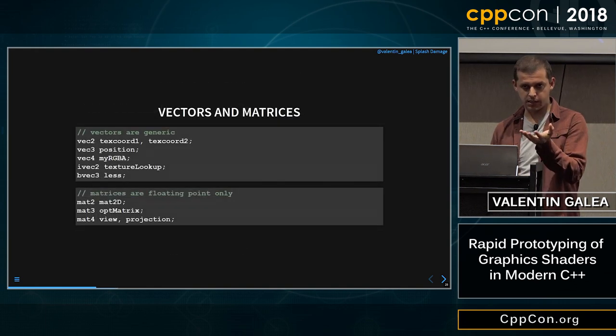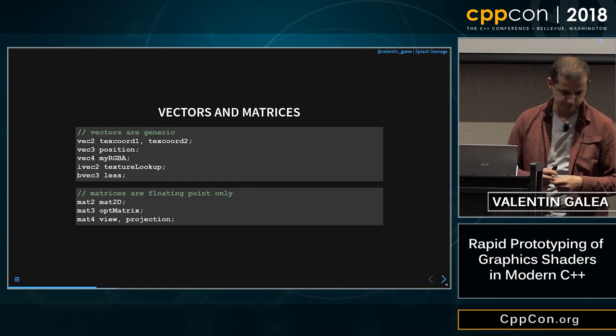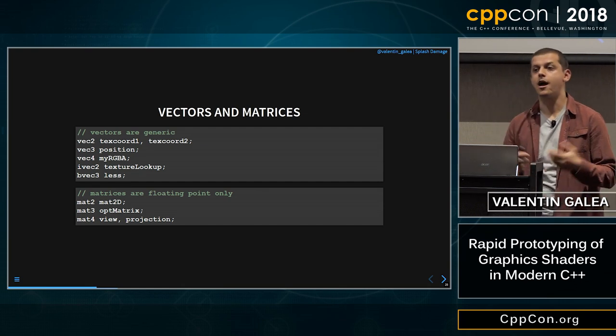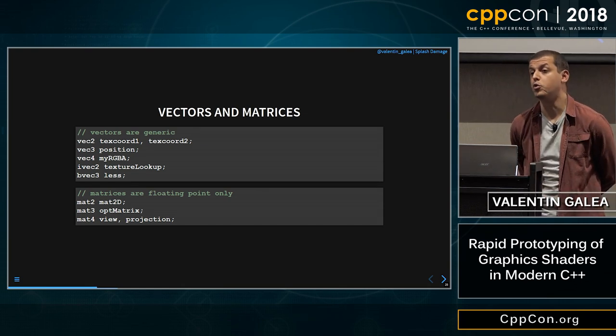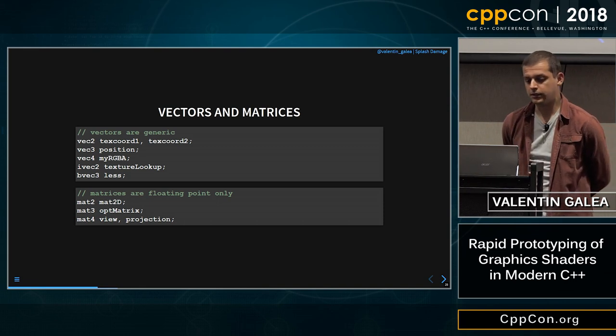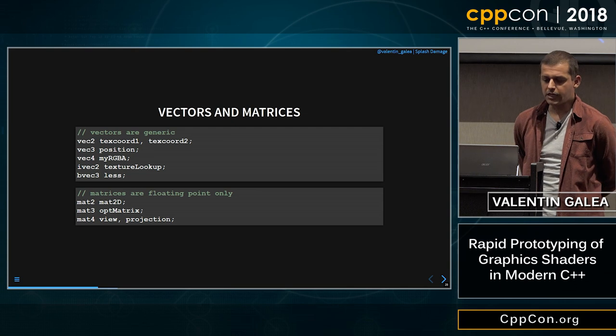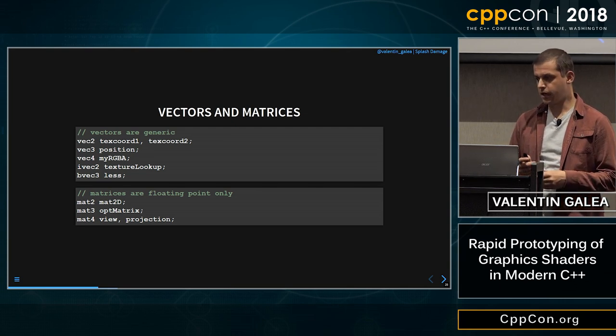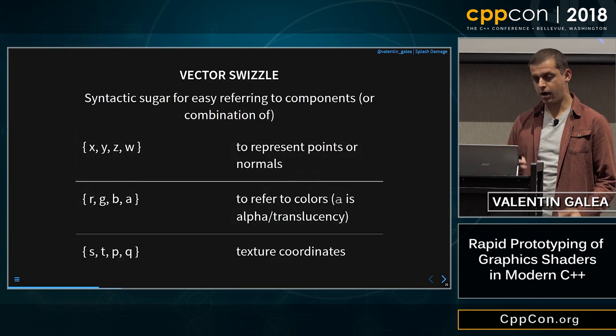Where they come into power is the vector. The vector is generic. It can have integers, floats, even bools. Who knew that a vector of bool is a bad idea on the GPU as well, not only on the CPU. The matrix is a bit less generic. It has only floats and doubles.